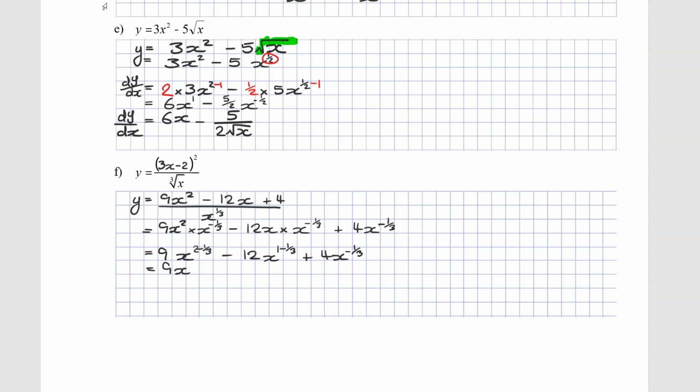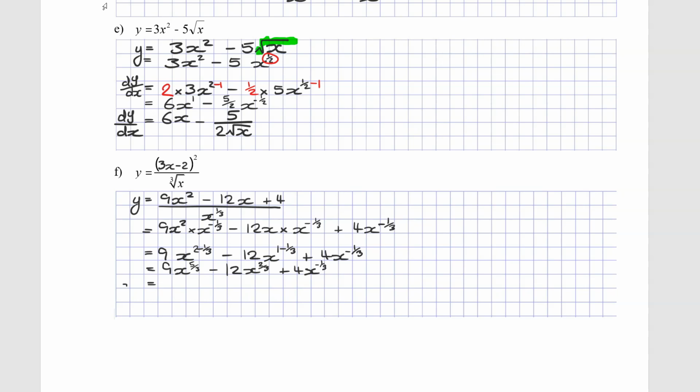9x, and the 2 will become 6 over 3, so we'll get 5 over 3, like that, minus 12, and that will become 2/3, and then finally 4 and minus 1/3. So it looks a little bit messy, but again, nothing we really can't handle, just some index laws.